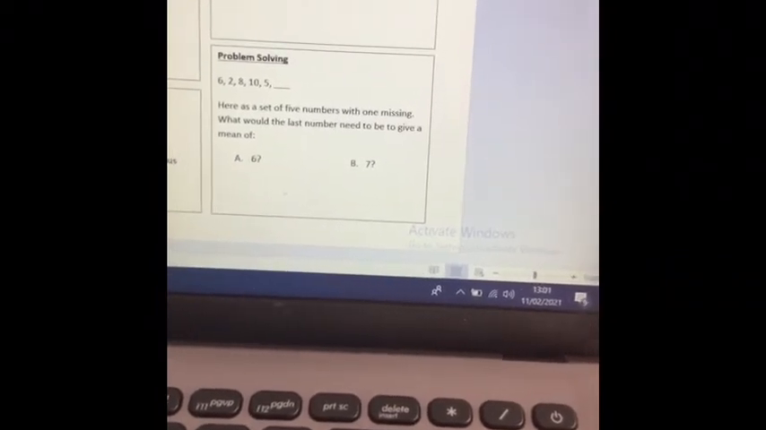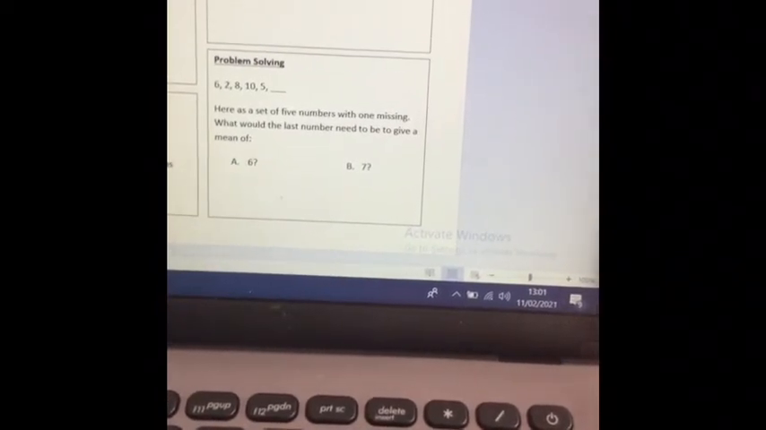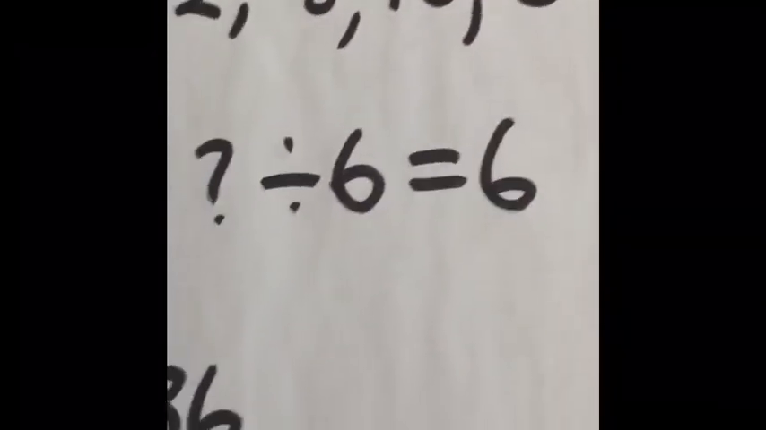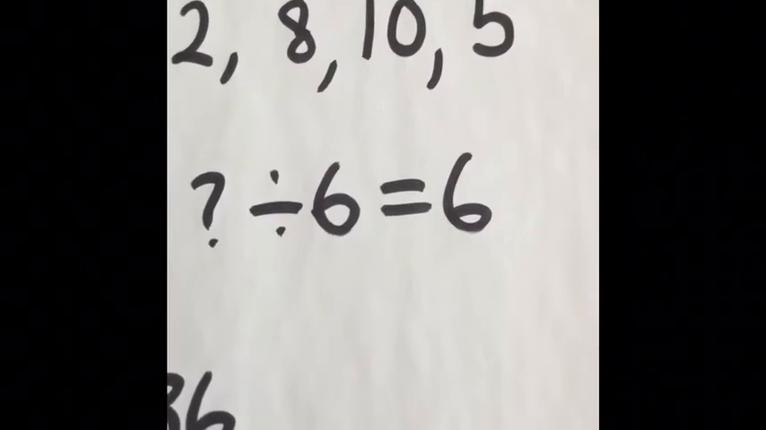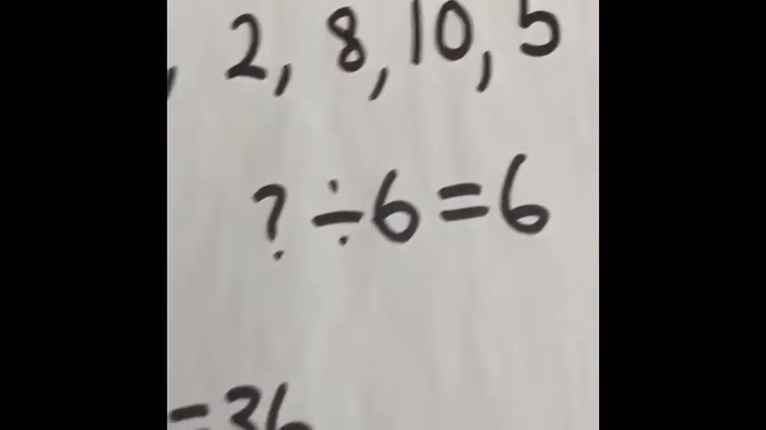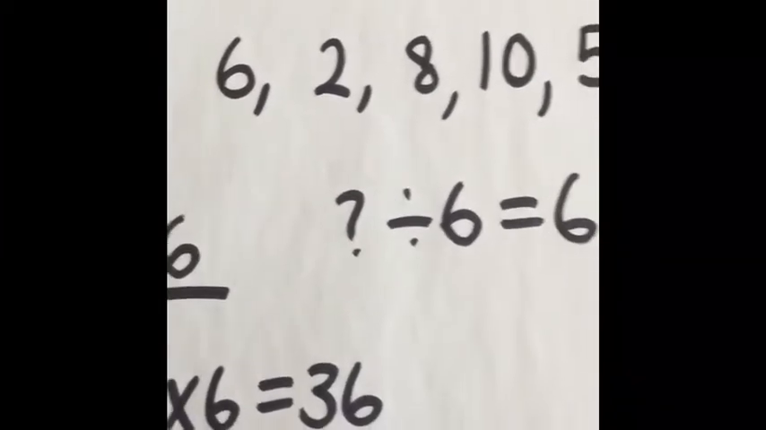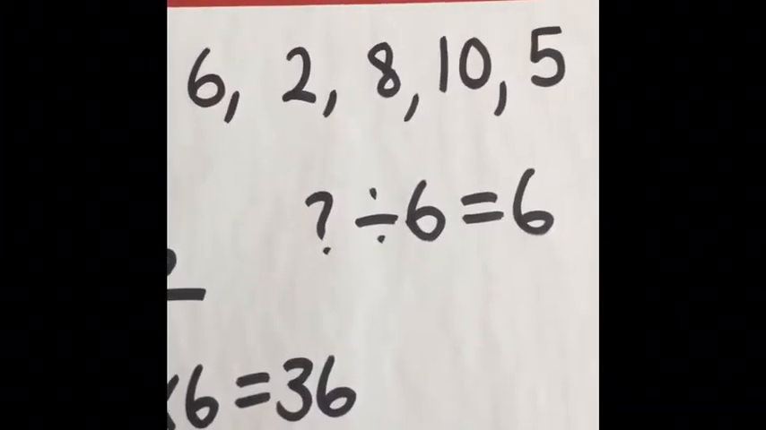So again, I'm going to put this into a number sentence that will help us work out the average. Okay, so I know that something divided by 6 gives me 6, because if I look, including the blank number, there are 6 numbers, okay? So again, I'm going to flip that and do the inverse. And I know that 6 times 6 is 36. So I know that these numbers need to add up to 36.